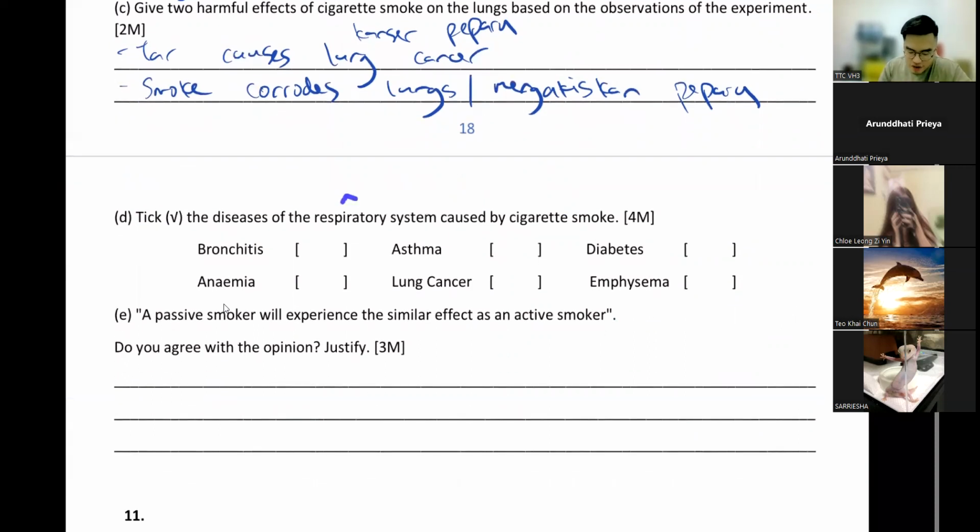So, what is the disease of the respiratory system caused by cigarette smoke? What will smoking cause? Okay, bronchitis. What else? Asthma, lung cancer. What else? Emphysema. Remember what this is? When your alveolus bursts already, you have not much left, so you get shortness of breath. That is your emphysema. You won't get diabetes. You won't get anemia. Anemia is something to do with your blood. We will learn that next chapter.